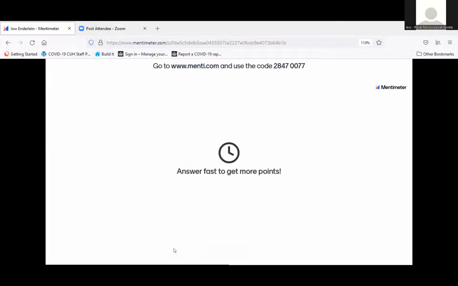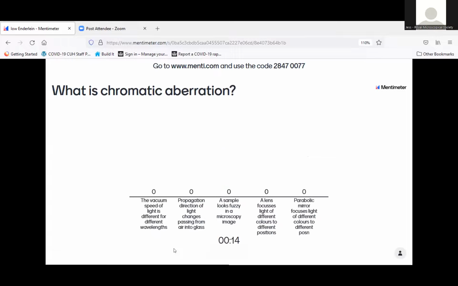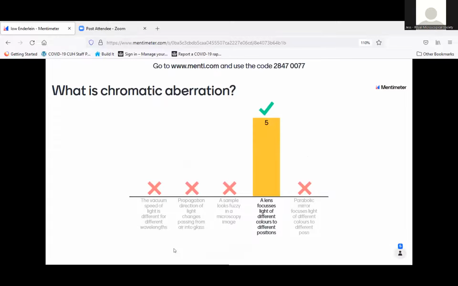And that question is, what is chromatic aberration? Oh, yeah, you've explained this one. Let's see if people were listening. The vacuum speed of light is different for different wavelengths. Propagation of the direction of light changes from passing from air into glass. A sample looks fuzzy in a microscope. A lens focuses light of different colors to different points.